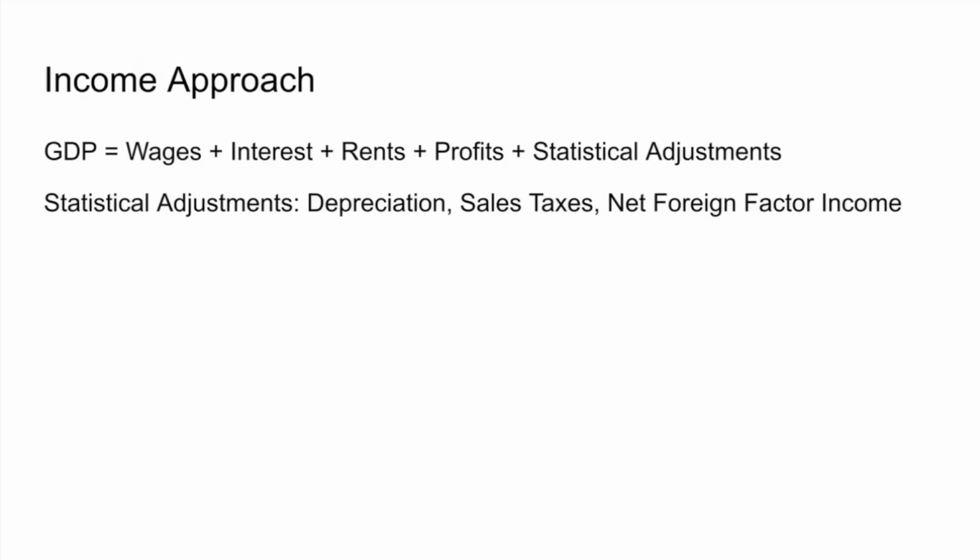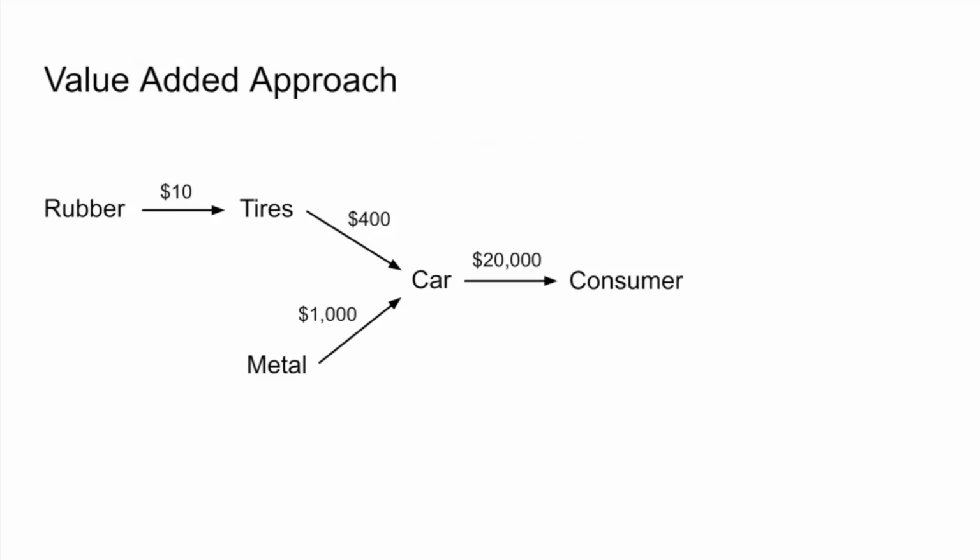The income approach is not as commonly used, but basically it says that GDP equals wages plus interest plus rents plus profits. So these 4 make up total national income plus statistical adjustments, which includes depreciation, sales tax, and net foreign factor income, which is income made by foreigners residing in the US minus income made by US citizens residing somewhere else.